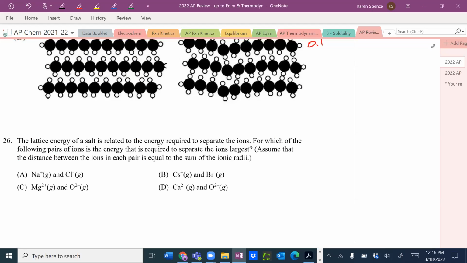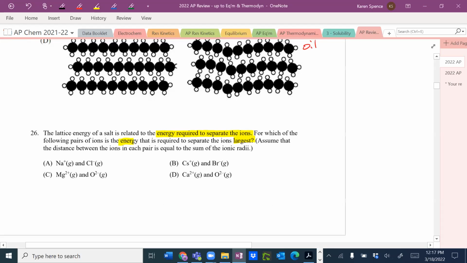Number 26. Lattice energy of a salt is the energy required to separate the ions, or at least it's related to the energy required to separate the ions. For which of the following pairs is that energy the largest? Assume that the distance between the ions in each pair is equal to the sum of the ionic radii. And I don't know 100%. I'm just going to quickly jot down.